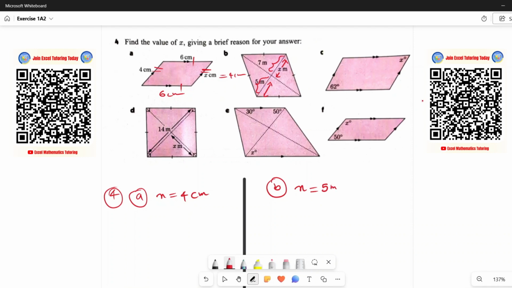Now the next question, C. We need to find the value of this angle. So this is again a parallelogram. These two sides are parallel and equal length. These two sides are parallel and equal length. In a parallelogram, the opposite angles should be equal. That is, this angle and this angle are equal, and this angle and this angle are equal. So x equal to 62 degree. That is a property of a parallelogram. The opposite angles are also equal.